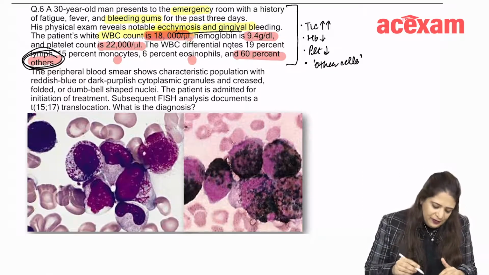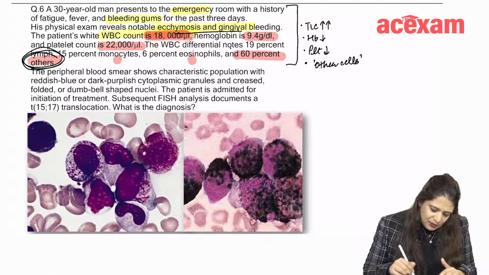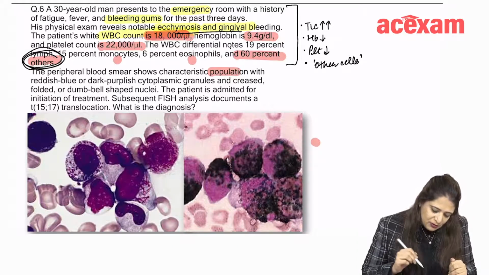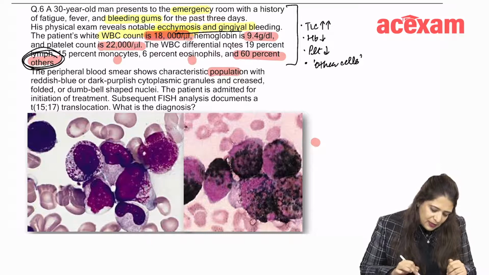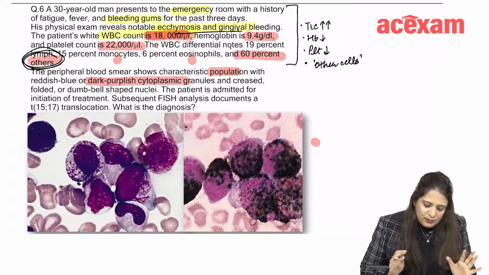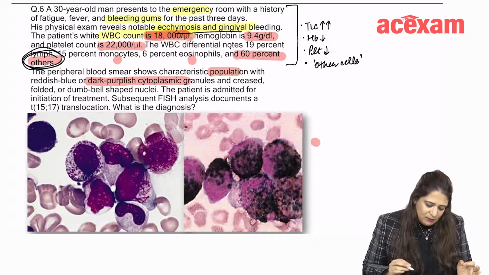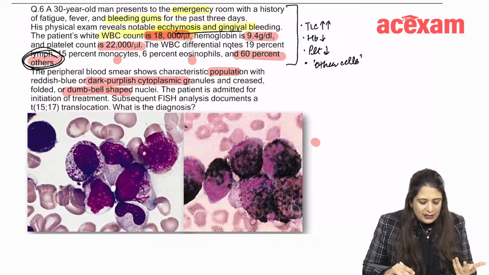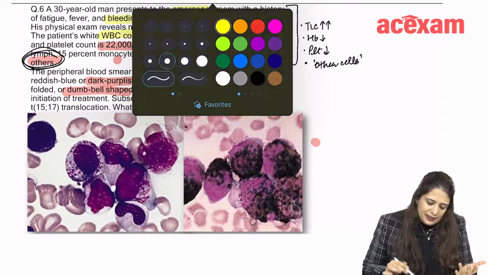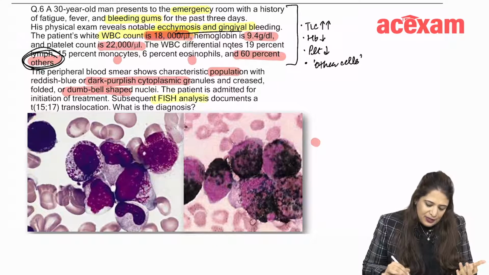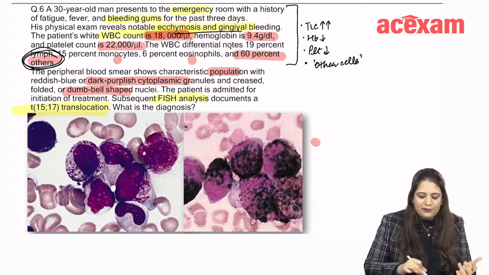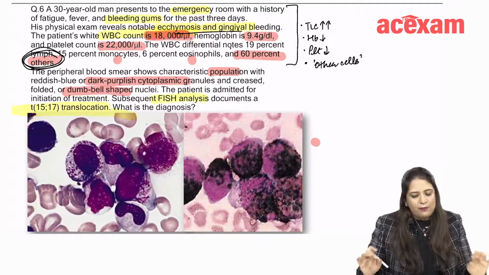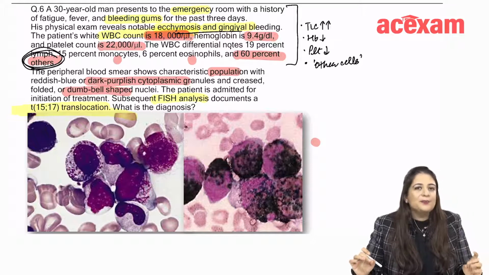So the peripheral smear shows a characteristic population. I don't even need to go to the picture. Just through the history, I'm able to make out that there are certain dark purple cytoplasmic granules within these cell populations. Some even have dumbbell-shaped nuclei. The patient has been admitted for initiation of treatment. Then FISH analysis documents a translocation 15;17. So now more than enough hints have been provided.